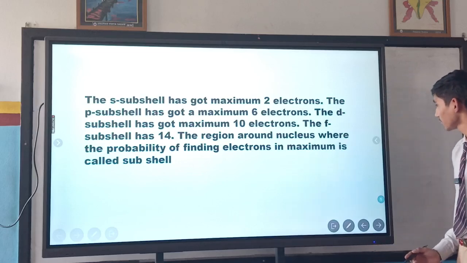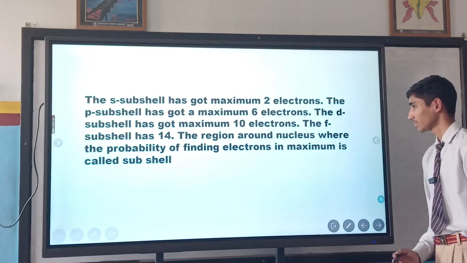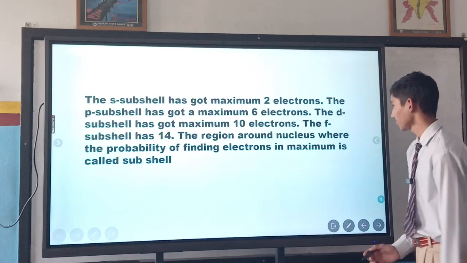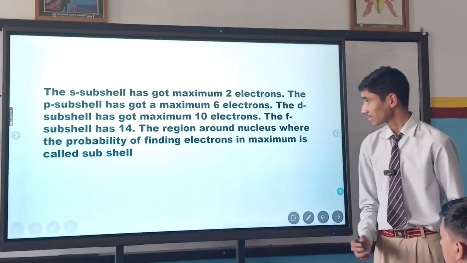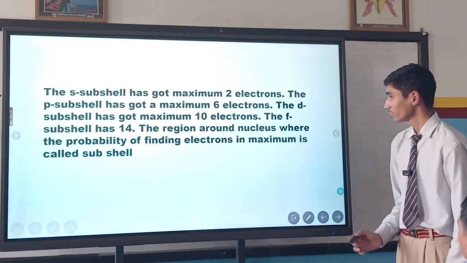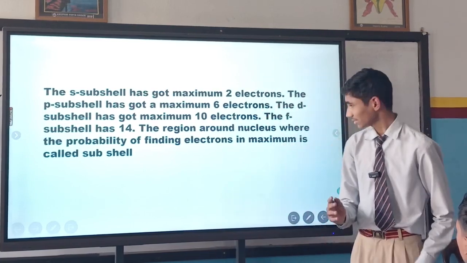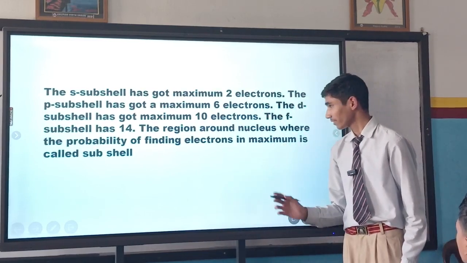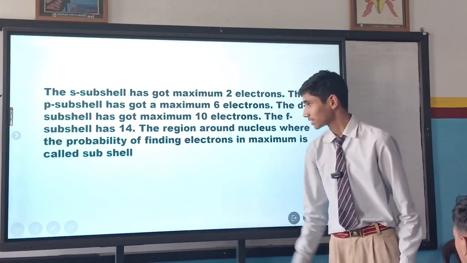The region around the nucleus where the probability of finding an electron is maximum is called a subcell. So we know in an atom, electrons revolve around the nucleus, but they are not revolving in a similar and stable place. So we can only find the probability of finding an electron. The region where the probability of finding an electron is maximum is called a subcell.